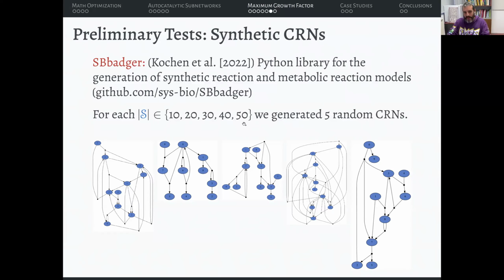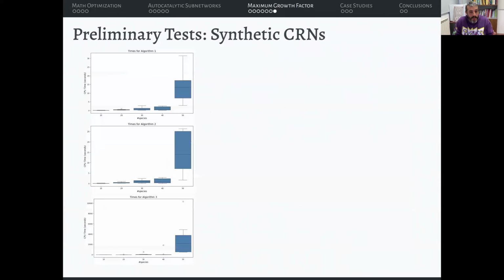For each of them, we generated 5 random ones. These are the pictures for the 10-species CRNs. So the characteristics are different. Some of them are more dense than others. So it is a good representation of the network that we want to analyze.